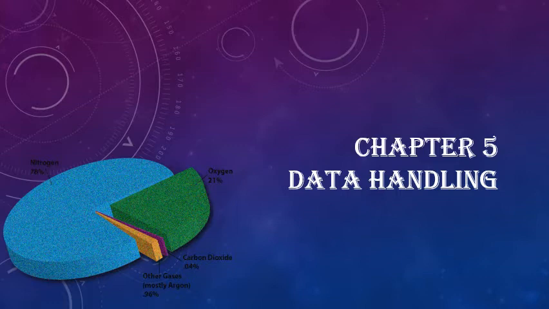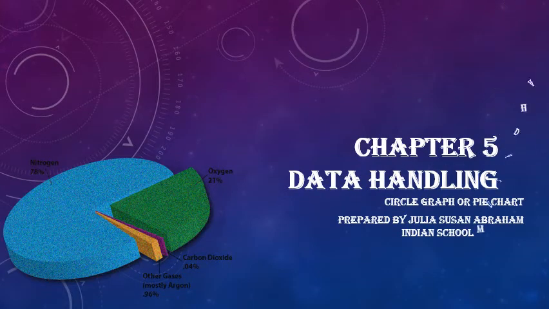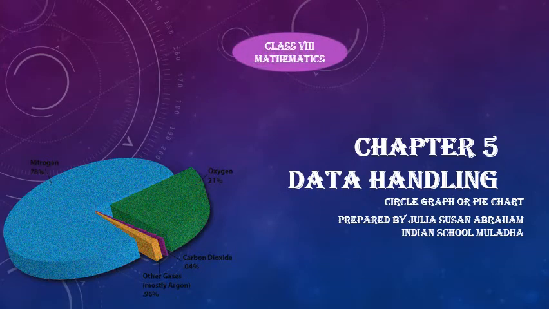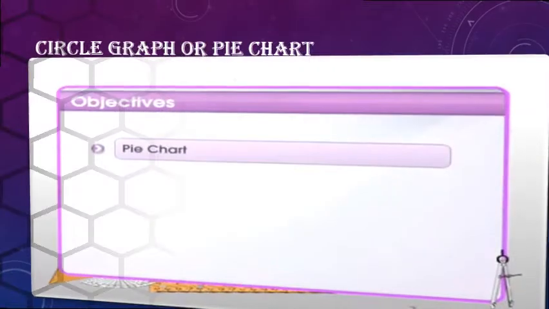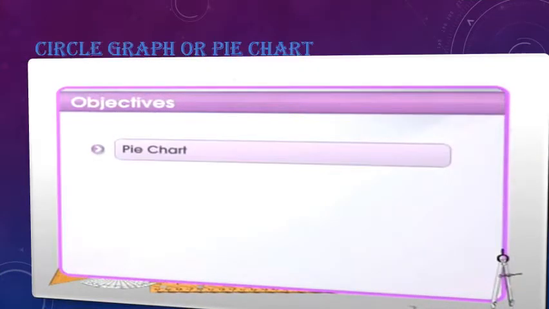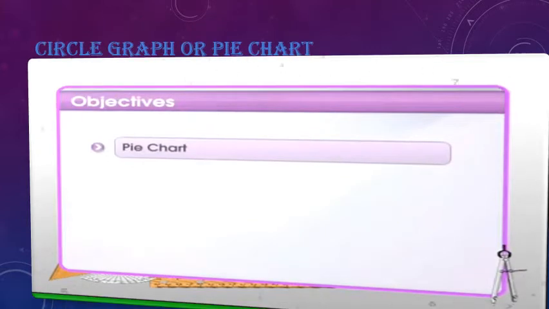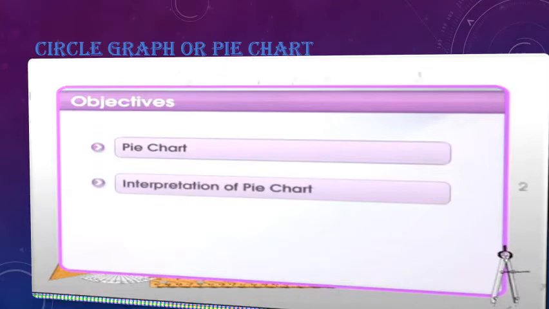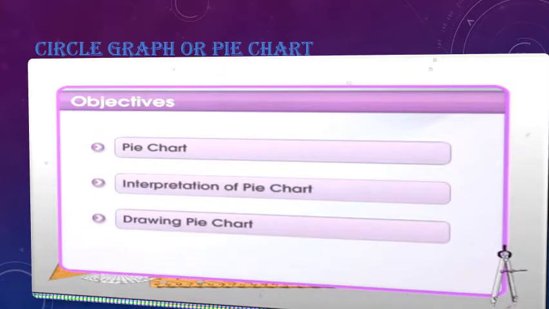Have you ever come across data represented in circular form? It is called circle graph or pie chart. Today, let us learn in detail about circle graph or pie chart: how to interpret a given pie chart and how to draw a pie chart of a given data.